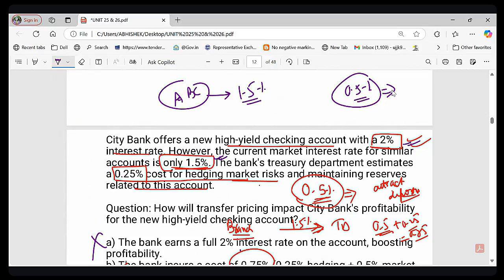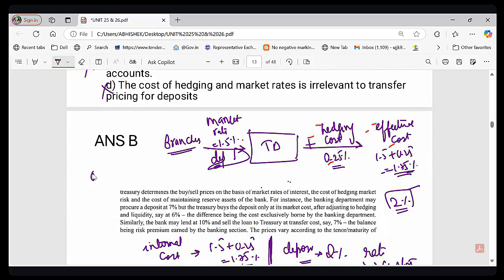So suppose I ask you, how much does the profit margin of the bank decrease? This 0.5% is a profit margin which gets decreased because it is offering extra cost. And on top of that, this 0.25%, which is the hedging cost, is also a decrease in the profit margin, right? So ultimately the profit margin gets decreased by 0.75%. It has two components. The first component is the 0.5% which it is paying extra, and the second component is the 0.25%, which is the hedging cost. And this is how much the profit margin is getting reduced.